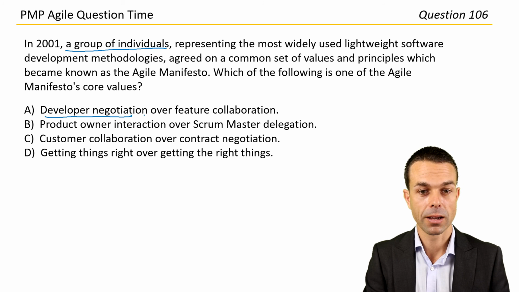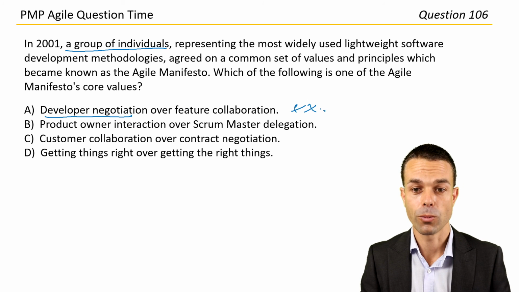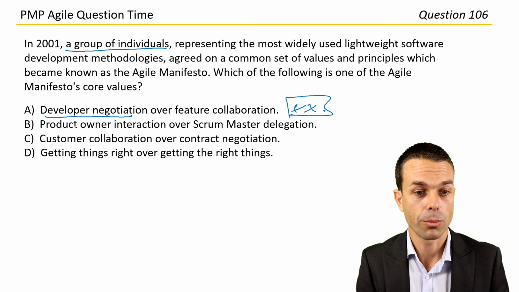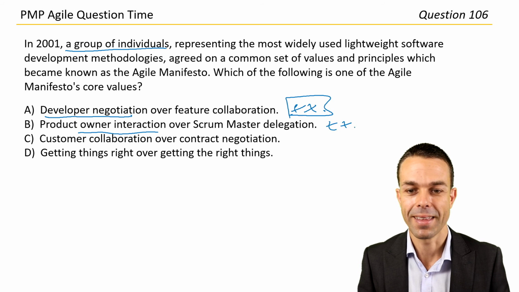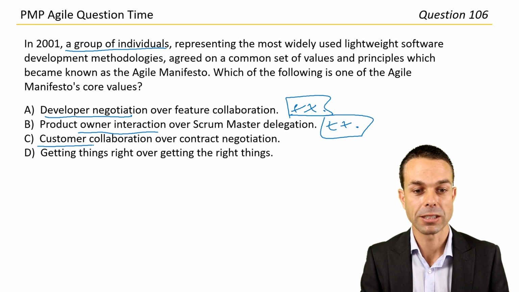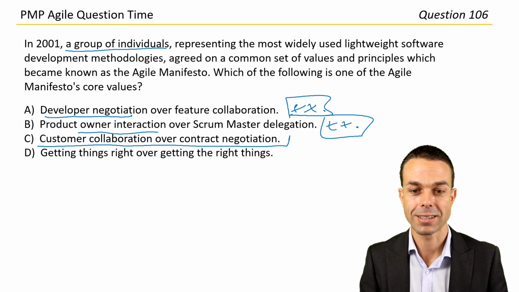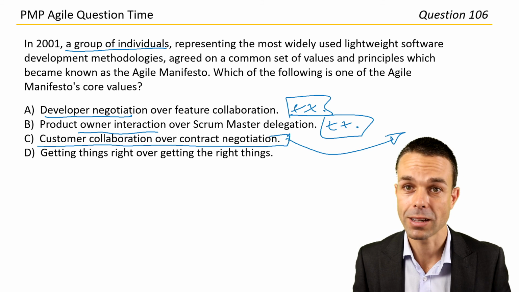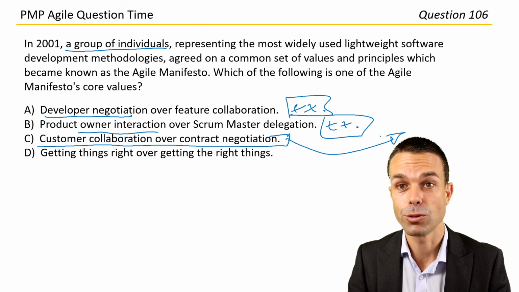Developer negotiation. No, we want to avoid negotiation. We want to respond to change. So product owner interaction over Scrum Master delegation, that's not what we're looking for as well. Customer collaboration over contract negotiation, and that's exactly what we're saying. We're wanting to collaborate with our customer, who we're delivering the value to.